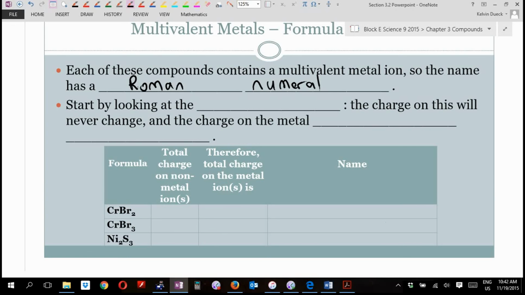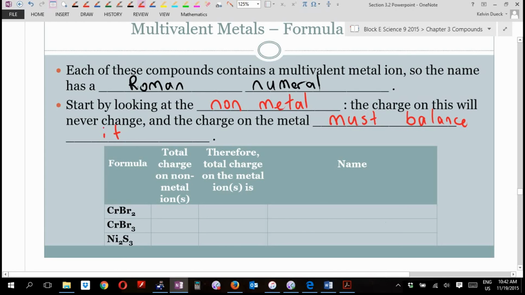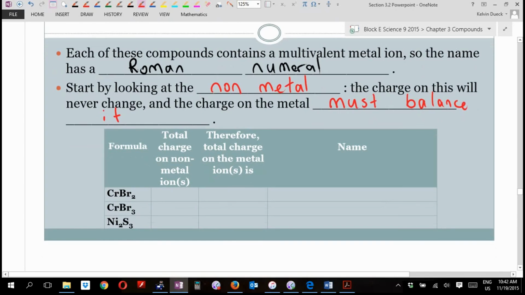First, we're going to start by looking at the nonmetal, because that doesn't change. The charge on this will never change. And remember, the charge on the metal must balance it. Say, what? Let me show you what I mean.